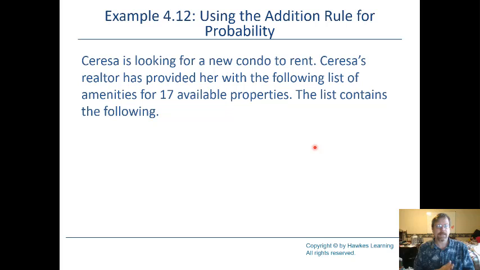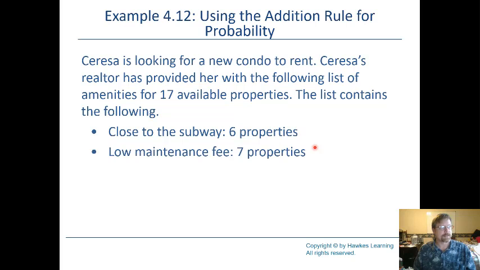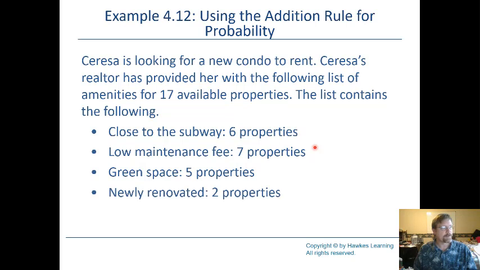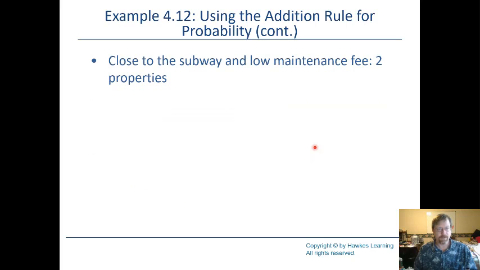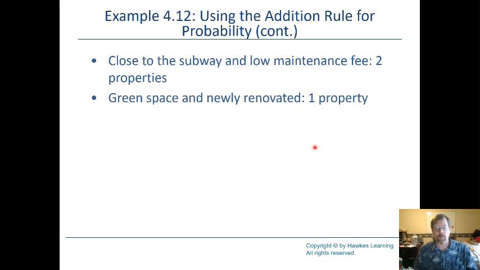So let's do an example. We've got somebody out condo shopping. They've got 17 available properties. We've got 6 that are close to the subway, 7 with low maintenance fees, 5 that are near green space, 2 that are newly renovated. And we've got some combinations. We have 2 that are close to the subway and have low maintenance fees. 1 that's got green space and is newly renovated.